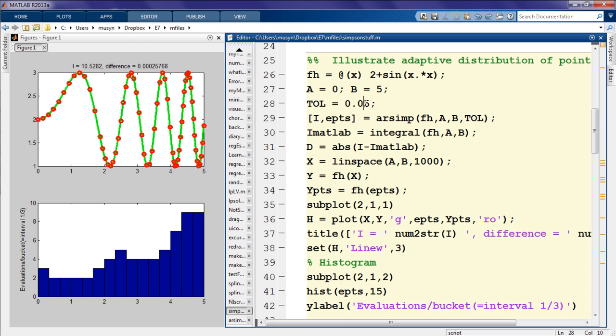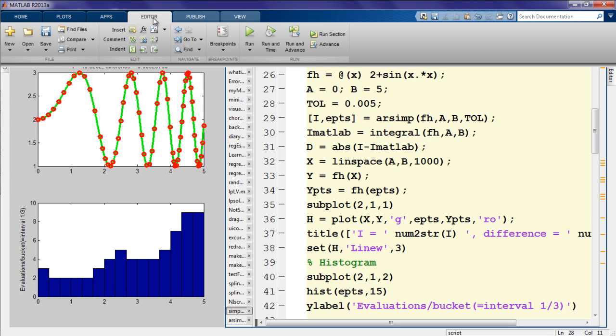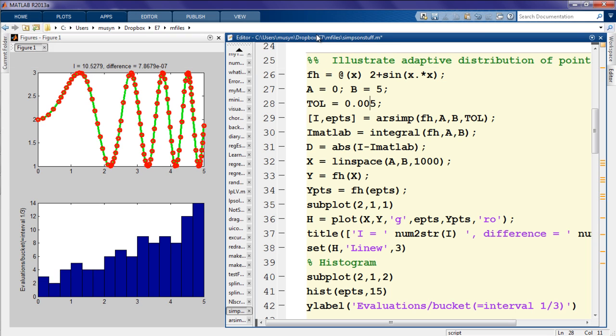Let's try the tolerance a little lower, in other words tighter, 0.005. We'll just run this again. A couple of things to notice. The difference between our value and MATLAB's value is now about 7e minus 7. Our points are denser than they used to be, but they still follow this trend of increasing density as the function's rate of variation increases.